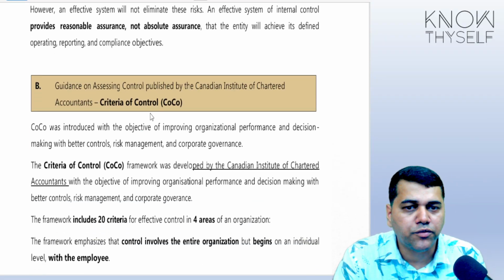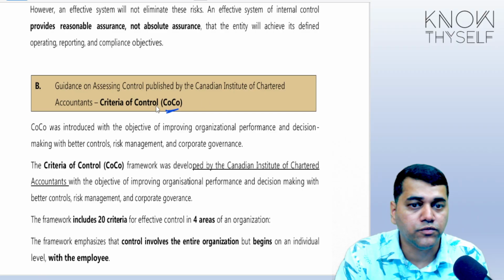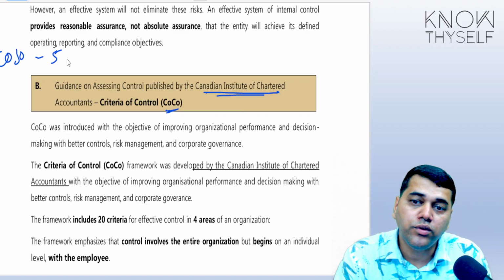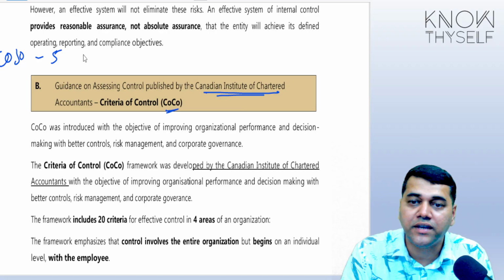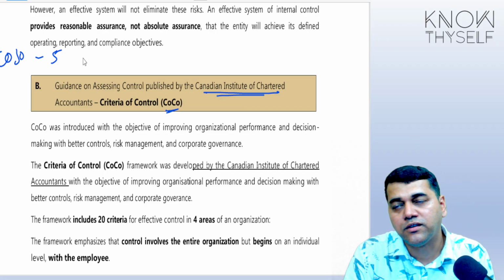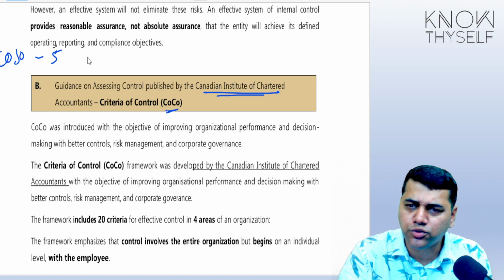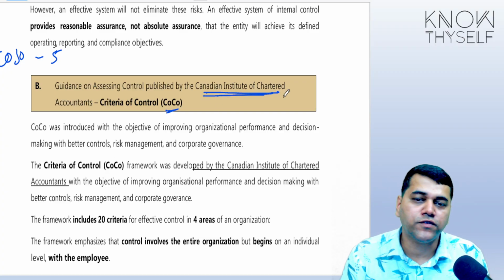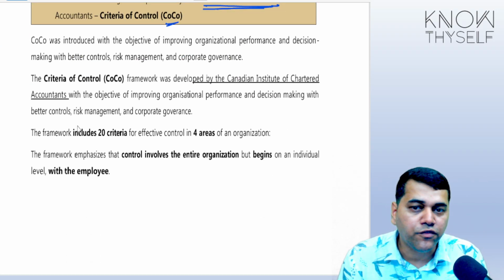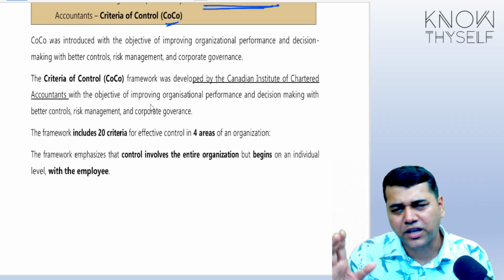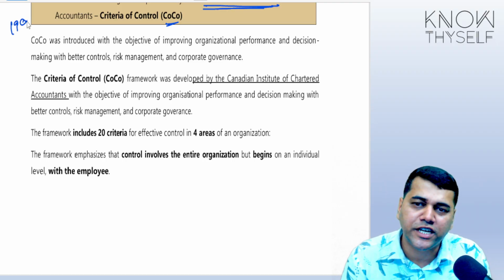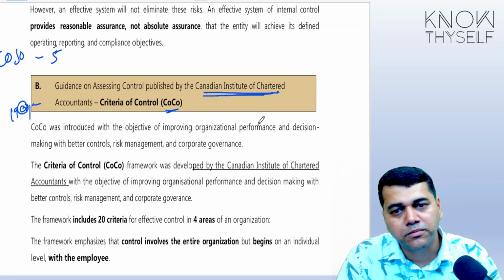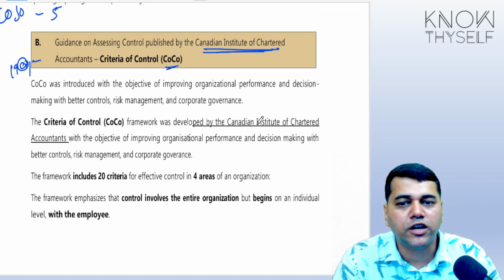The second framework is called COCO, criteria of control, which was developed by the Canadian Institute of Chartered Accountants. Who developed COSO? 5 premier institutes of the USA, like AICPA, CMA, the Institute of Financial Officers, the Accounting Institute. There were 5 institutes that formed it together, whereas this one was done by the Canadian Institute of Chartered Accountants. This is called criteria of control. It must have been developed before 1992. So this became one international standard. What the Canadian Institute of Chartered Accountants developed, everybody started to adopt because there was nothing else.